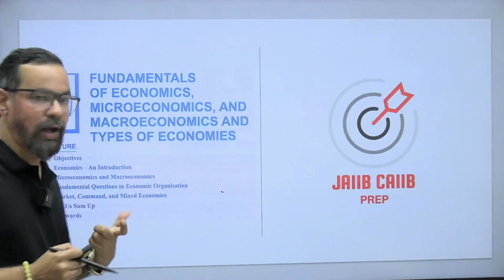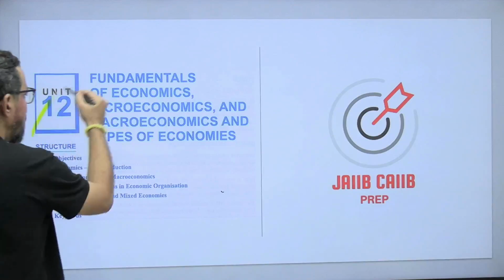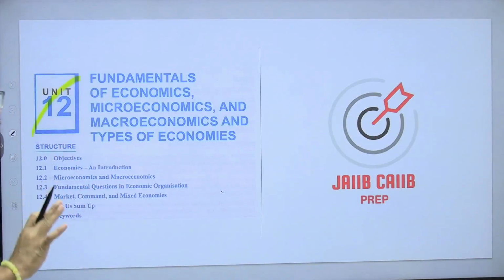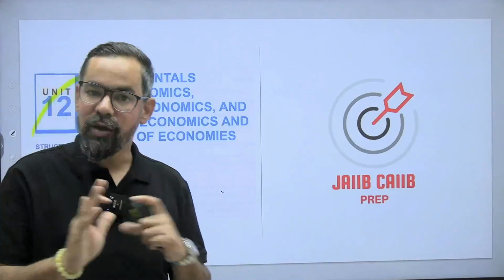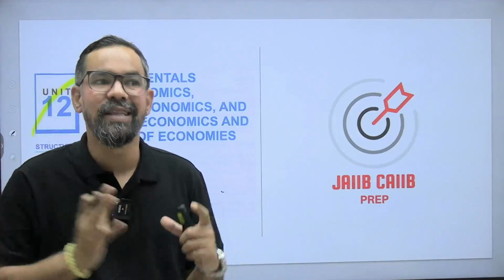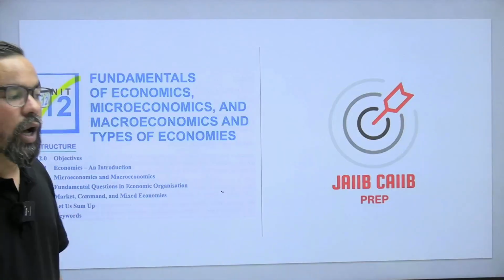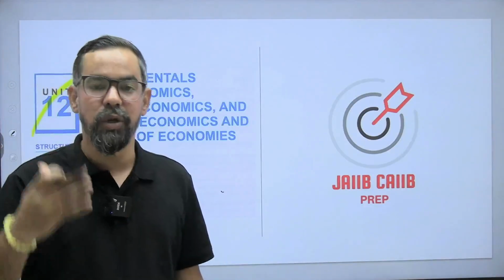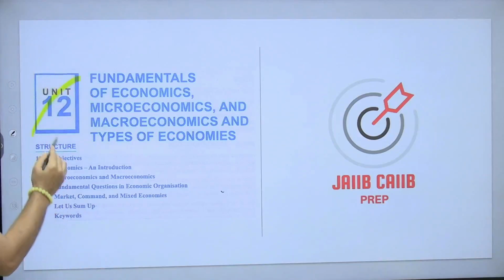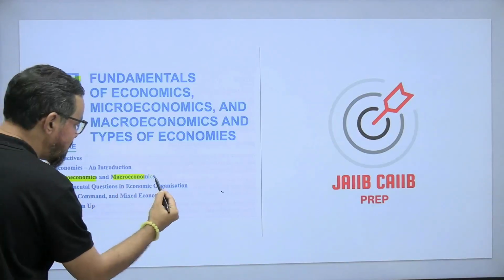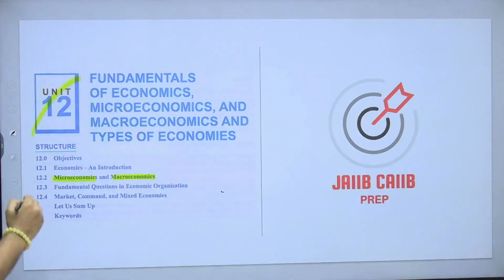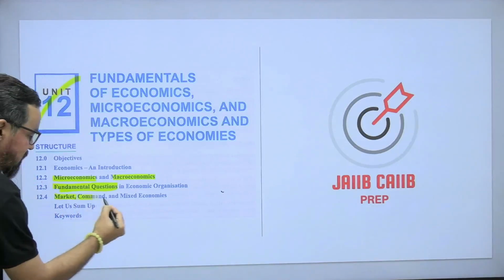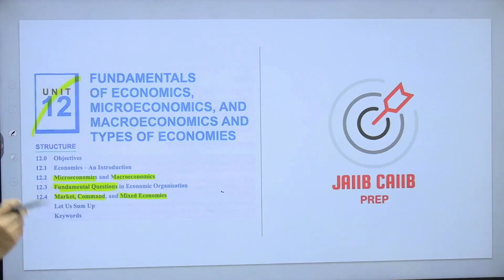So we will start today's session with unit number 12. The first unit is all about the introduction to economics, micro and macroeconomics and type of economies, and the fundamental questions related to economics, like what to produce, how to produce, and whom to produce. So these are the topics. One question most of the time you'll see is around the differences between microeconomics and macroeconomics. Then the fundamental questions, which got asked this year also. Okay. Then we have type of economies: market economy, command economy, and mixed economy.